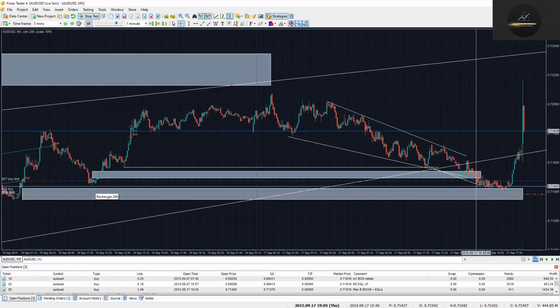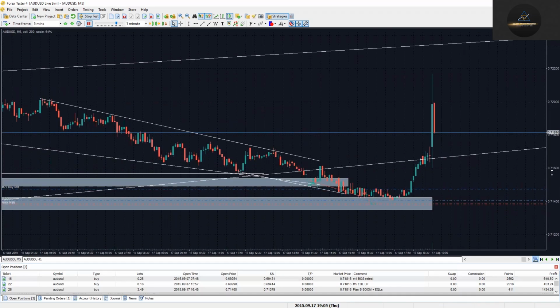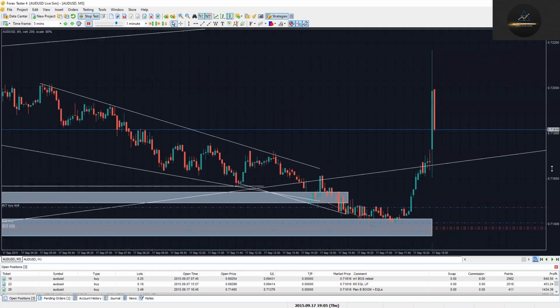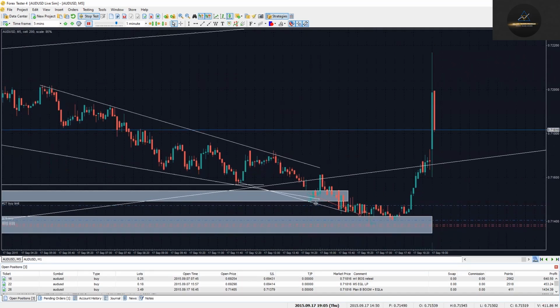That little wick, tiny small wick right here, that should have stopped me out, but it didn't. But then this opportunity came. Was it that one? Can't remember. Where did I get stopped? Oh, it was here. No, this was my stop, sorry. My entry was, yeah, it was here.